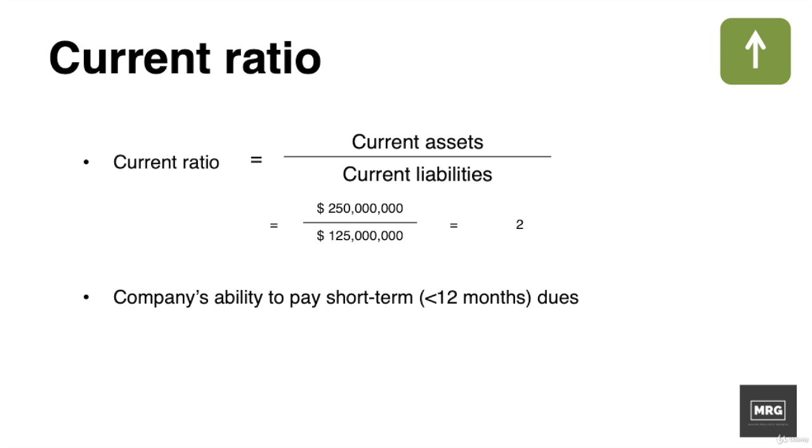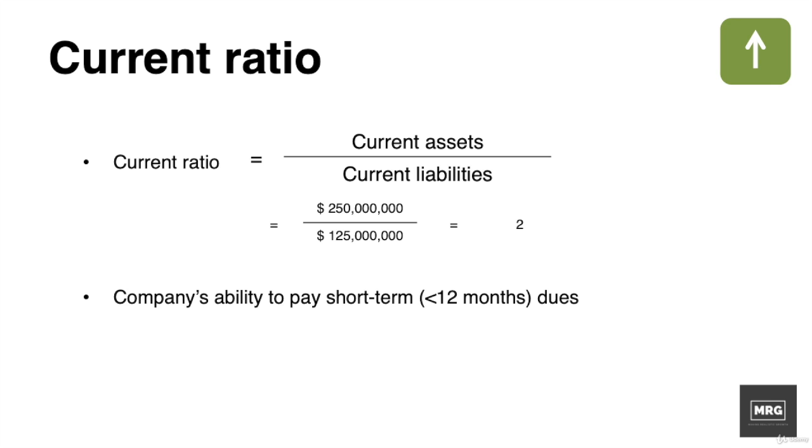So the first liquidity ratio we want to look at is the current ratio. The formula, very simply, is to take current assets divided by current liabilities, and these two numbers can be found on the balance sheet. So in this example, 250 million divided by 125 million, you will get a current ratio of 2. So what does this mean?